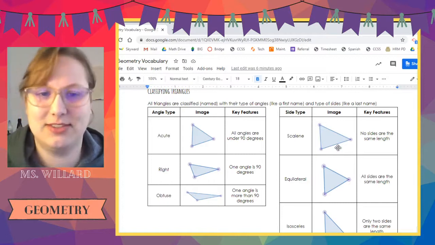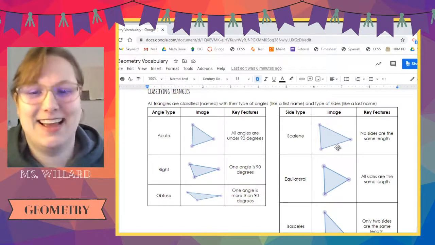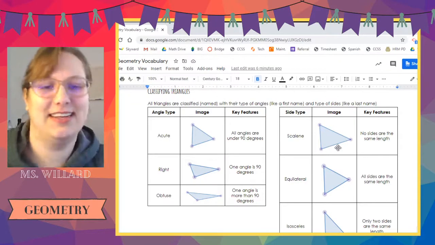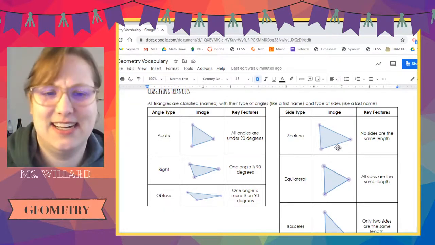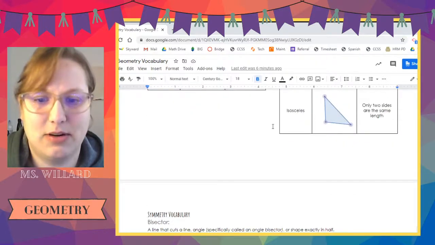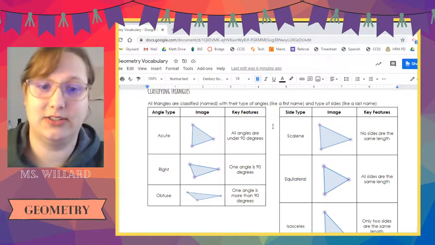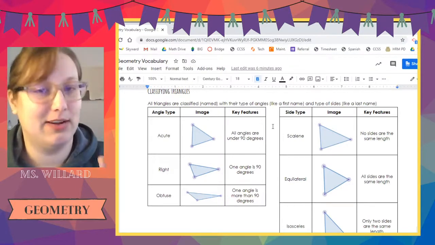So triangles have two names. They have a first name and a last name, like Miss and Willard. So I'm an acute equilateral triangle, sure. All of them have a first name here and a last name here. Part of your homework is going to be to try to figure out if you can make all pairs. There's 9 total combinations, and can you make all of them?